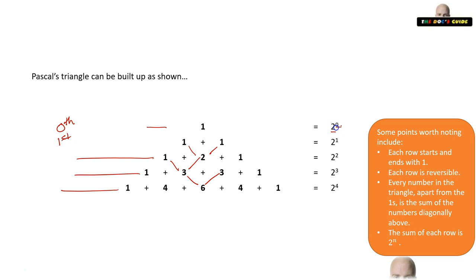So 2 to the 0 is 1, so there's one number. So there's 1 as the total of those numbers. 2 to the 1, because 1 plus 1 is 2. 2 to the 2, because 1 plus 2 plus 1 is 4, which is 2 squared, and so on. So again, just another peculiarity of Pascal's triangle. And if you look up Pascal's triangle, you'll see that there are literally dozens of patterns within the triangle. But we'll be focusing on those which are most useful for the maths applications that we're looking at.